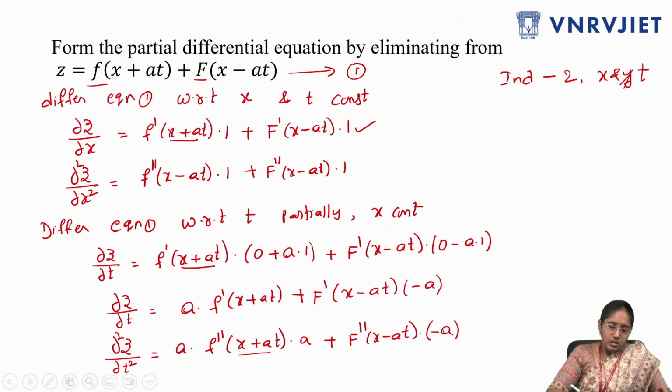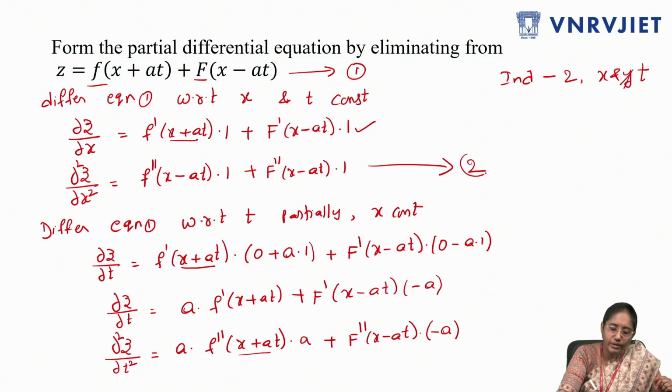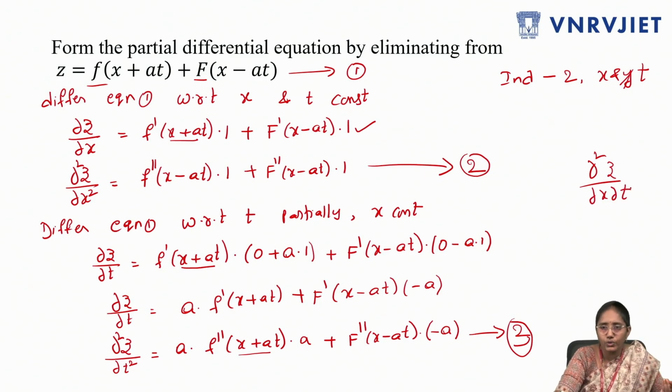Now, if we observe these equations, are these enough, or we need to find another second order derivative? We have one more term in the second order, that is ∂²z/∂x∂t. If it is necessary, then you can find it out. Otherwise, no need to find it.